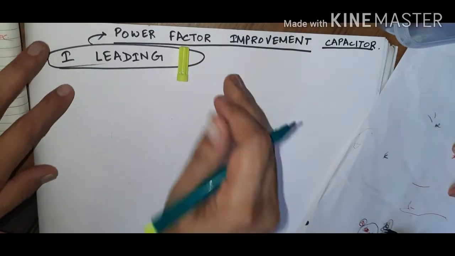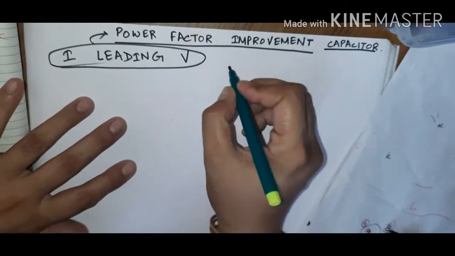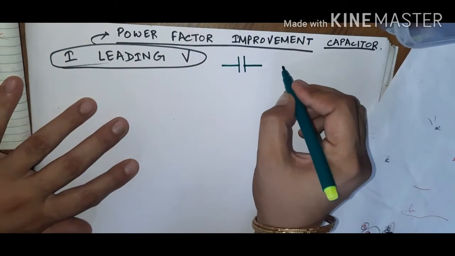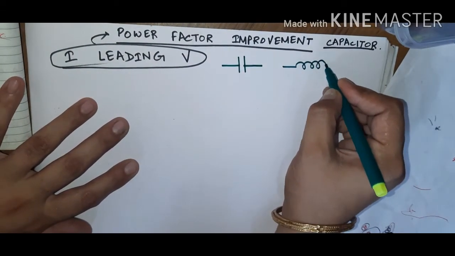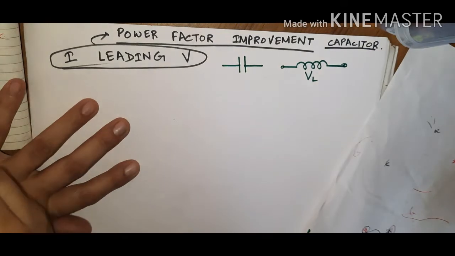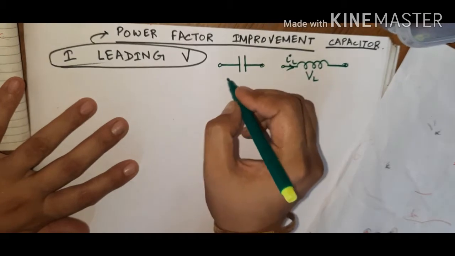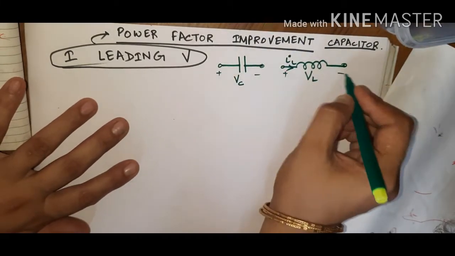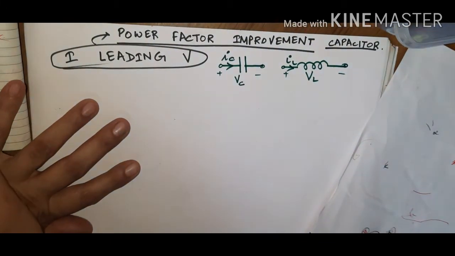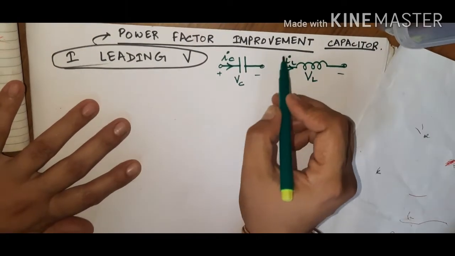Okay, so for the power factor improvement, we can make use of a capacitor. Now, as we all know, one is a capacitor and another one is the inductor. This is the voltage across the inductor, this is the current that is flowing through the inductor. This is the voltage across the capacitor, and this is the current that is flowing through the capacitor. Before learning any other things, let us talk about the inductor.